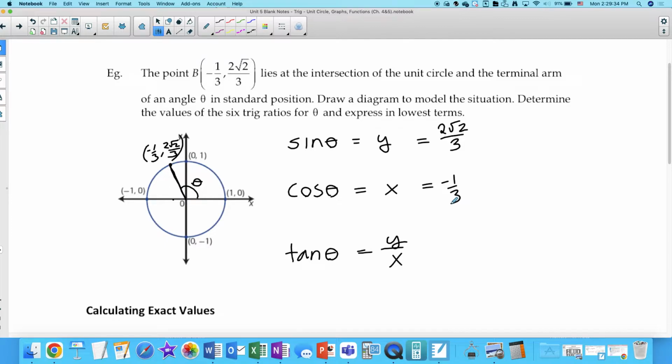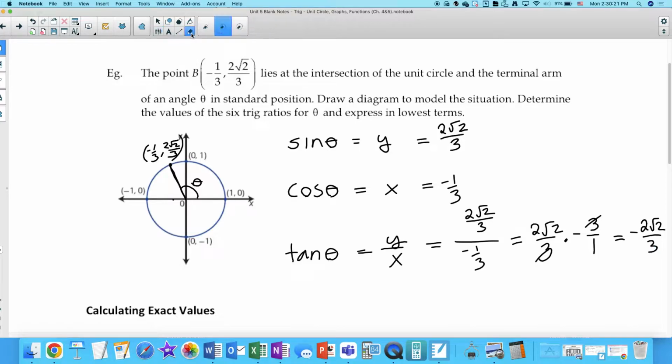Okay, and tan theta is y over x, or here's another way of thinking it, sine over cosine, because sine is y, cosine is x. So this would be 2 root 2 over 3 over negative 1 over 3. Okay, now that's messy. We don't want to leave our answer like that. So how could we simplify that? Yeah, you can multiply it by the reciprocal. 2 root 2 over 3 times negative 3 over 1. And that works out to be negative 2 root 2. The 3's cancel. There we go.